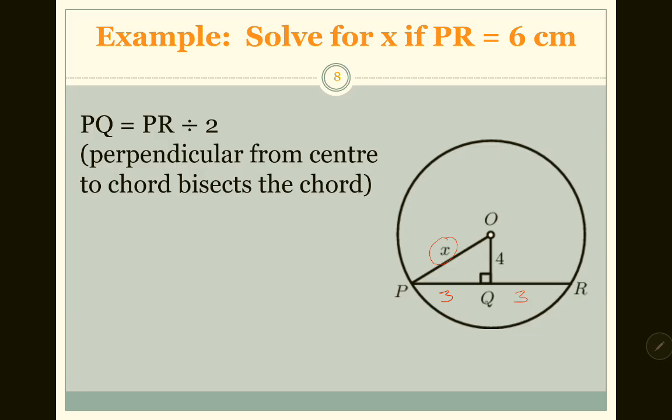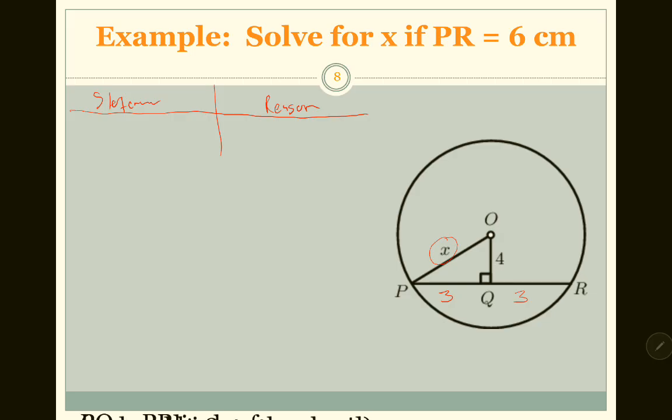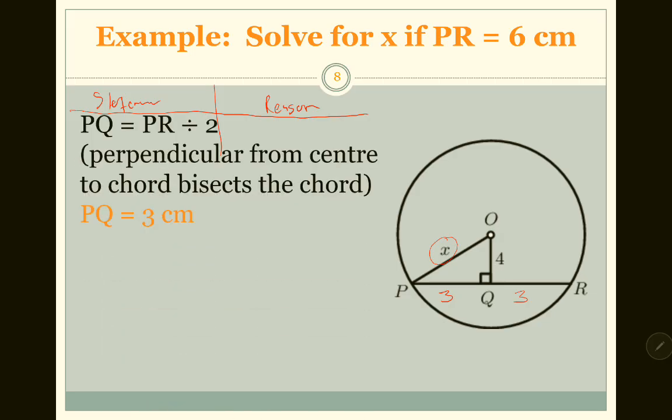That's it, right? So once you make your statement, your reason will be perpendicular from a center. So that's your reason, right? So because we're in grade 11, remember that's what we used in grade 9 and grade 8. So PQ is equal to QR, which is equal to 3 centimeters. And your reason will be perpendicular from a center.